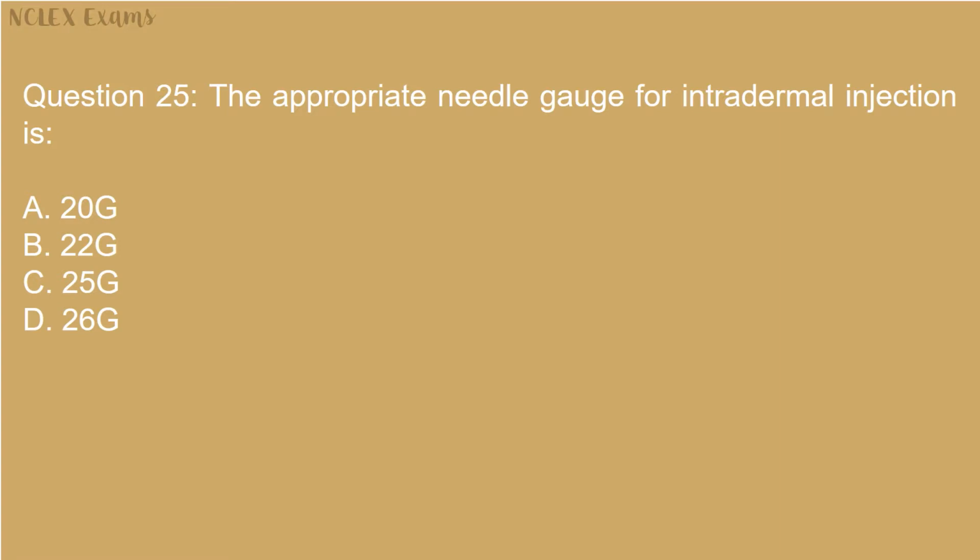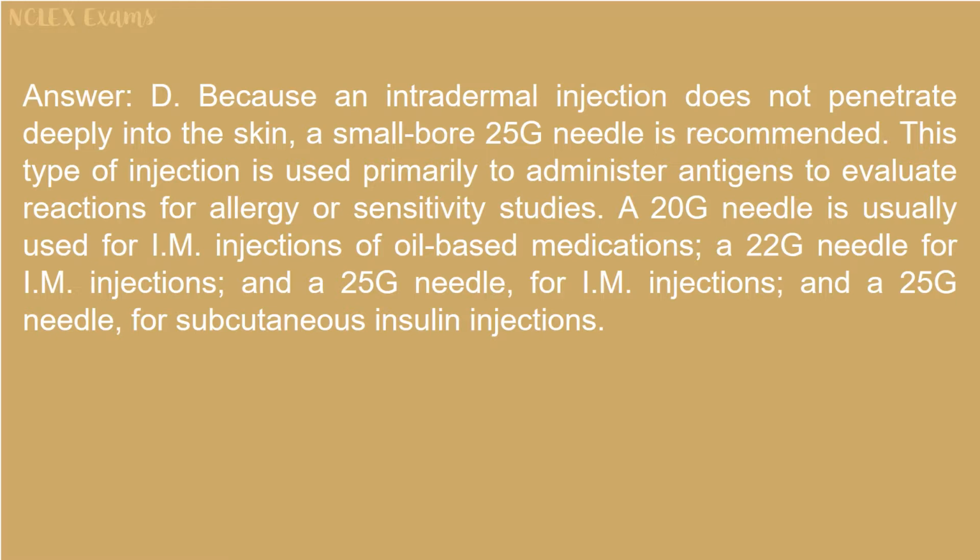Question 25. The appropriate needle gauge for intradermal injection is: A. 20 G. B. 22 G. C. 25 G. D. 26 G. Answer: D. Because an intradermal injection does not penetrate deeply into the skin, a small bore 25 G needle is recommended. This type of injection is used primarily to administer antigens to evaluate reactions for allergy or sensitivity studies.